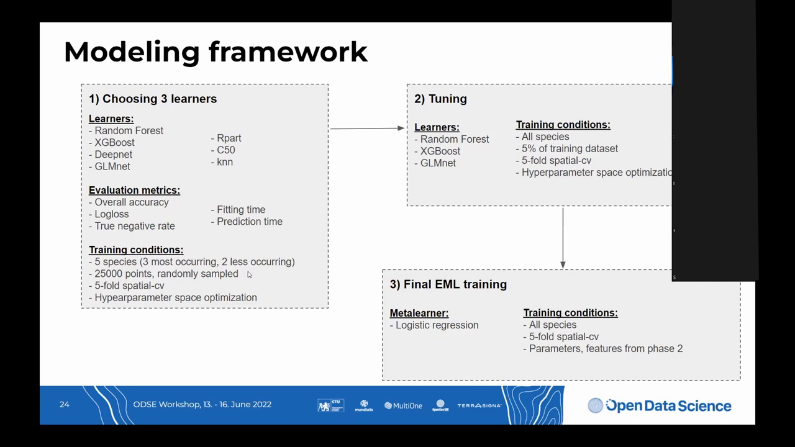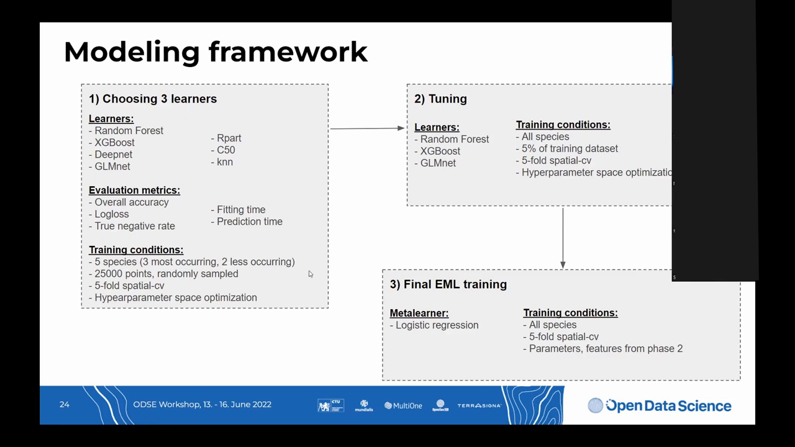This is a specific part that's not included in the final framework, but it was just a benchmarking analysis to decide which component model should be put into the ensemble model.